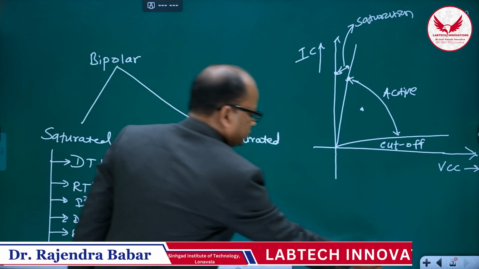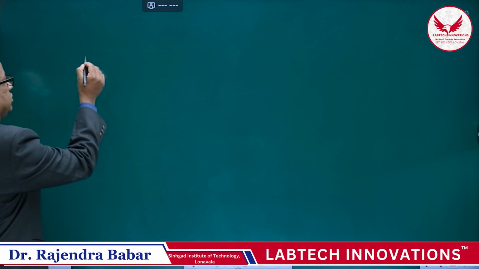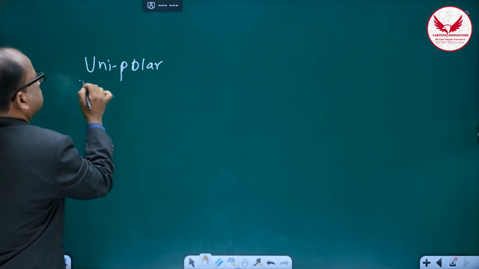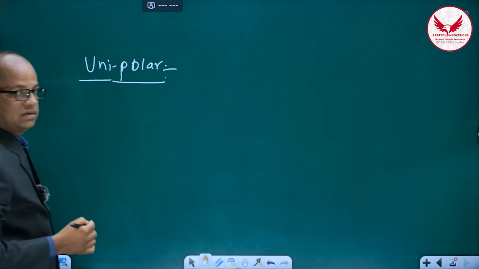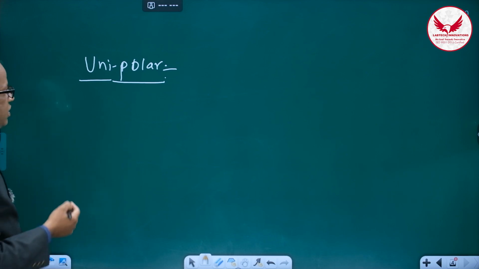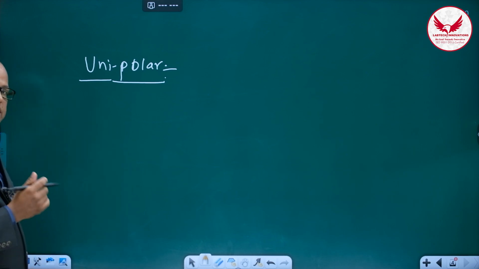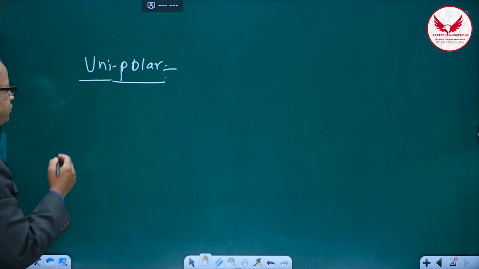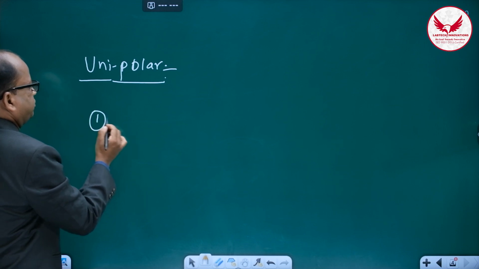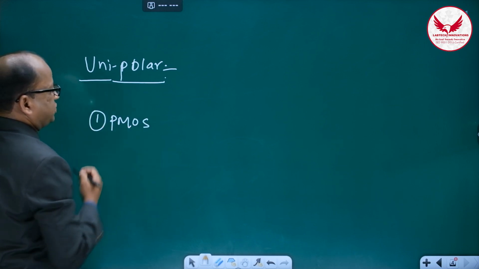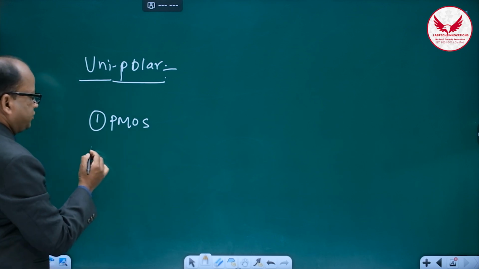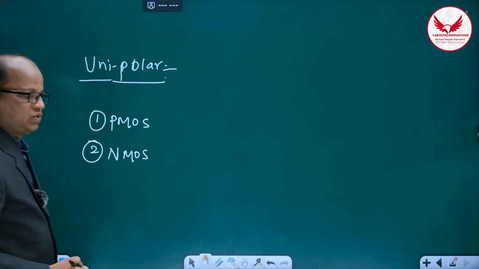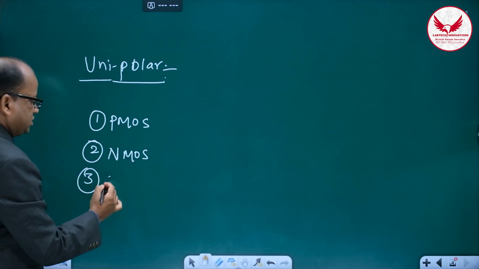And next one, in case of unipolar, either holes or electrons decide the current conduction. It may be due to holes or due to electrons only. In bipolar, both holes and electrons are involved, but here only one. So the first type in this is the PMOS, P channel MOSFET. Here only P channel MOSFET is used. Then second, the NMOS, only N channel MOSFET is used, and third one is the CMOS.